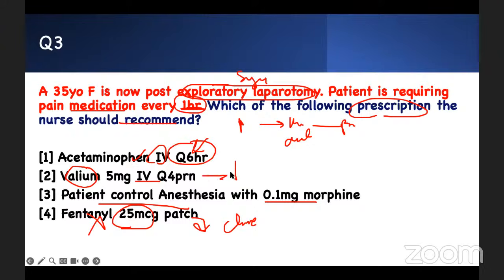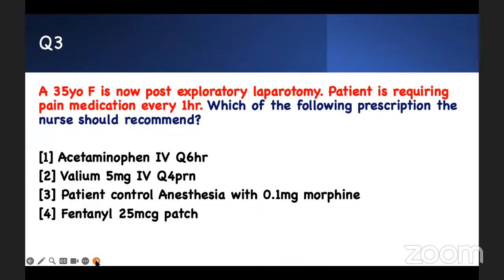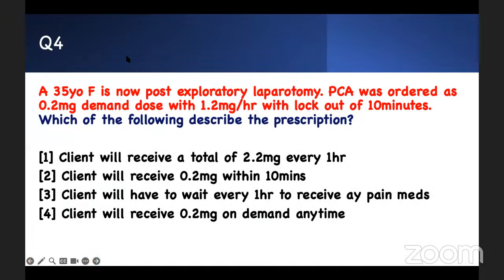Valium is going to affect their respiration. Patient control, yes. This is telling you to give them something better that they can control the pain with themselves, and you don't have to worry about it. PCA is your answer. And I'm going to build on it. This is the building up. Which of the following describes the prescription? A 35-year-old had surgery, PCA was ordered, 0.2 demand dose, 1.2 every hour, and a lockout. You should be able to interpret this.